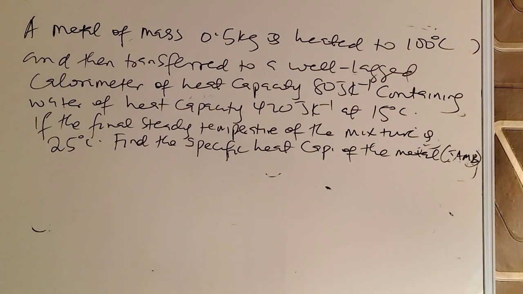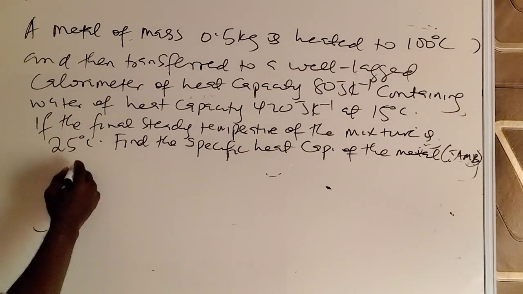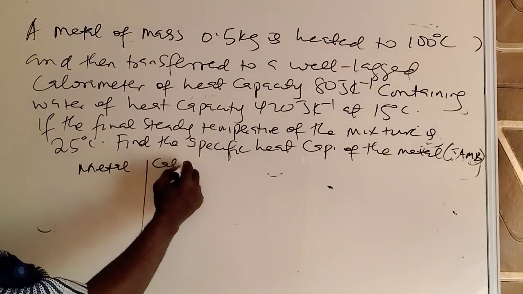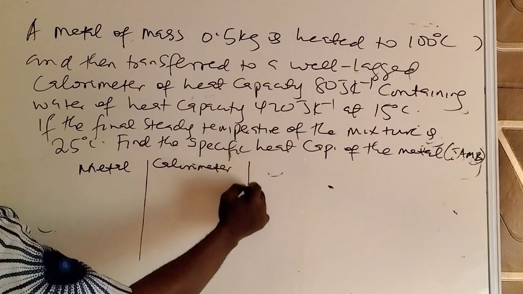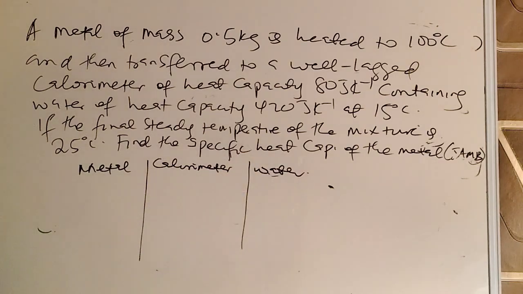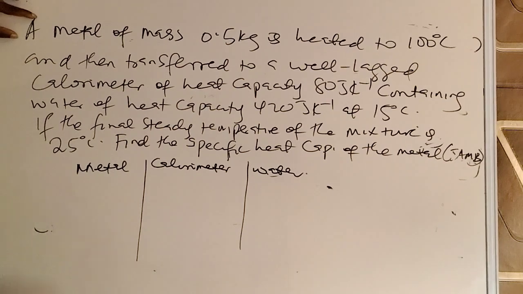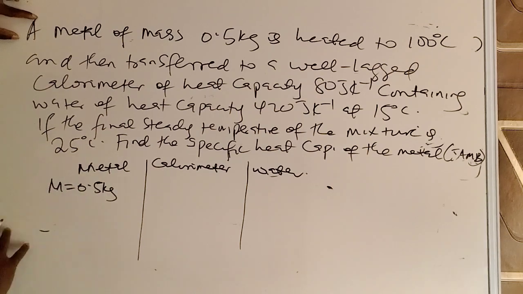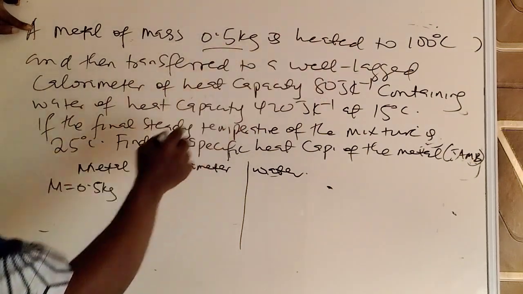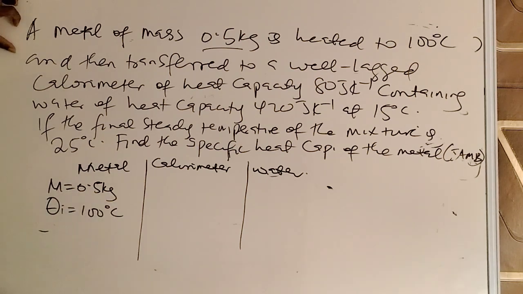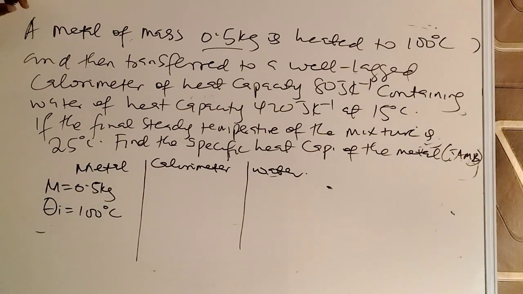So looking at this problem, how do we solve it? We have to identify what is given to us. We have the metal here. We have the calorimeter. We also have another item, water. Three items given to us here. So the mass of the metal is 0.5 kg, heated to 100 degrees. The temperature of the metal is 100 degrees Celsius. And then transferred to a well-lagged calorimeter of heat capacity.